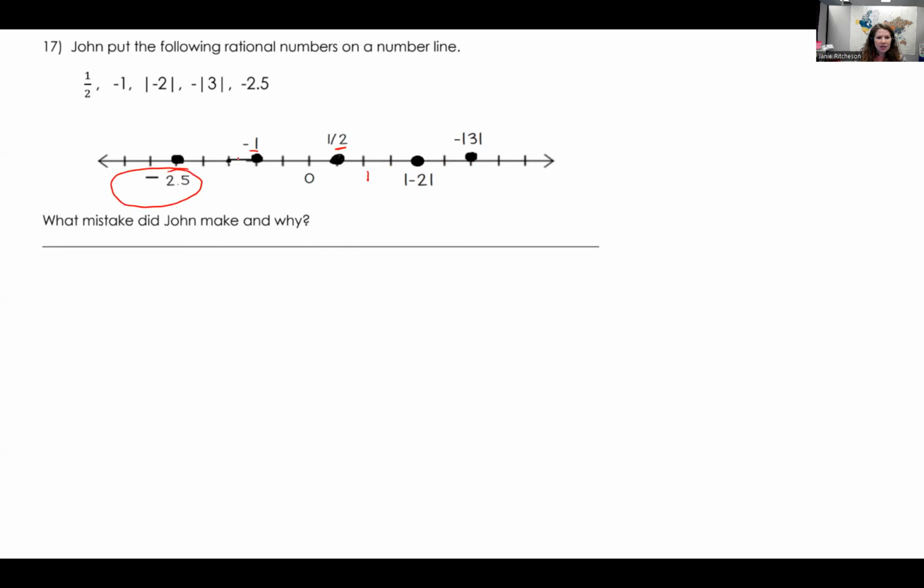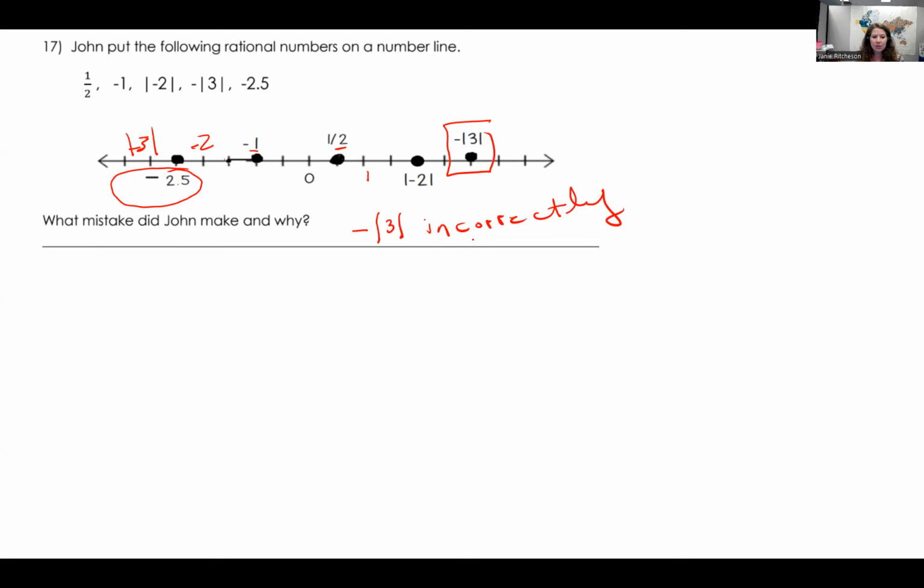Because if this is -1, wait, hold on. Wait, this is -2. All right, this is 1, this is 2. Oh, it's this one, you guys. That one is the right place. That one is the right place. So it's the opposite of the absolute value of 3. So this one should be down here. So what mistake did John make and why? He graphed the opposite of the absolute value of 3 incorrectly because it is a negative number.